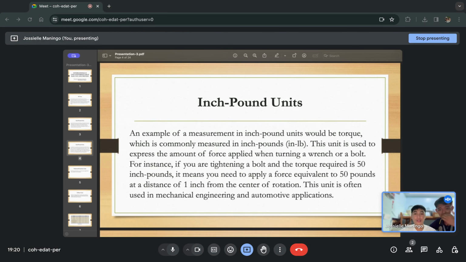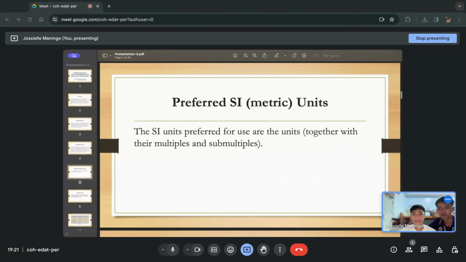Next, we have an example of inch-pound units. An example of measurement in inch-pound units would be torque, which is commonly measured in inch-pounds, in-lb. This unit is used to express the amount of force applied when turning a wrench or a bolt. For instance, if you're tightening a bolt and the torque required is 50 inch-pounds, it means you need to apply a force equivalent to 50 pounds at a distance of 1 inch from the center of the rotation. This unit is often used in mechanical engineering and automotive applications.